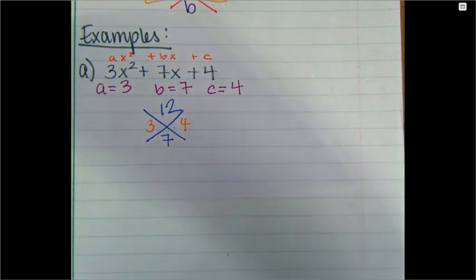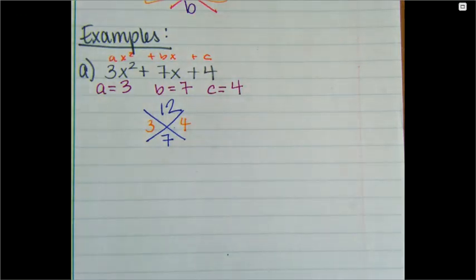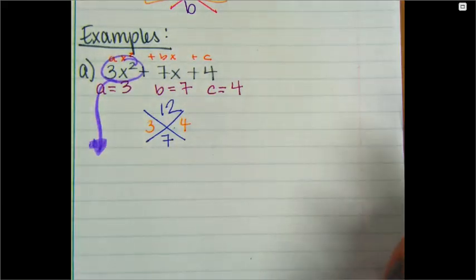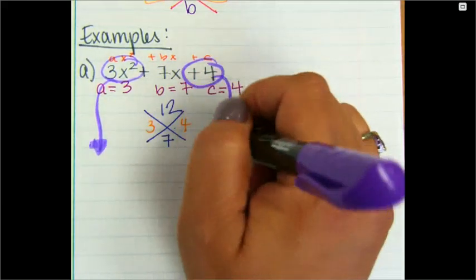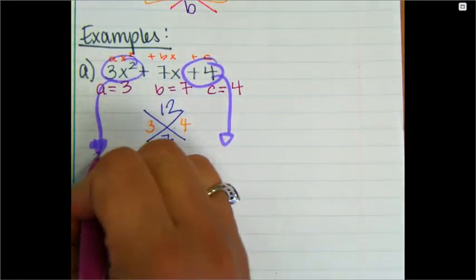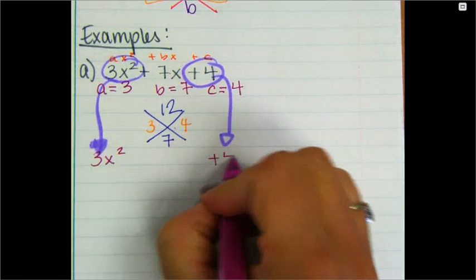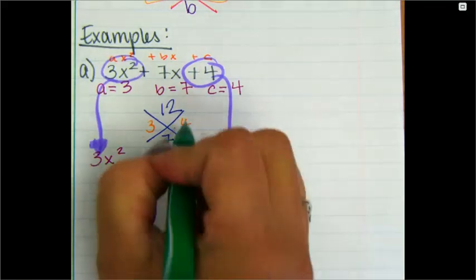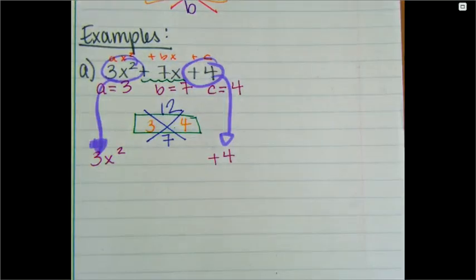Okay, now pay attention. You're going to bring down the first term. So I'm going to bring down that 3x squared. Then I'm also going to bring down the positive 4. You can be watching, you don't have to be writing right now. So when I write it, I'm going to write 3x squared here, positive 4 here. Over here, we have a 3 and a 4. They're going to replace the 7x.